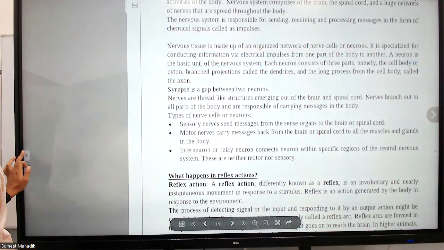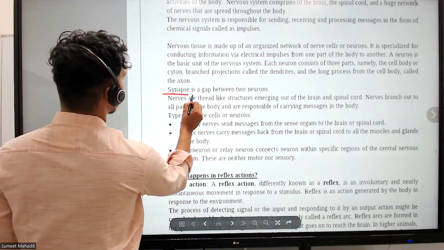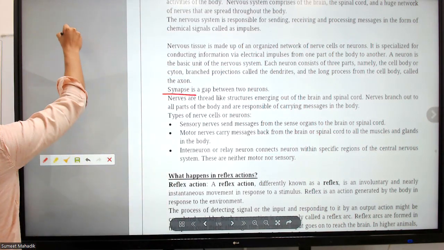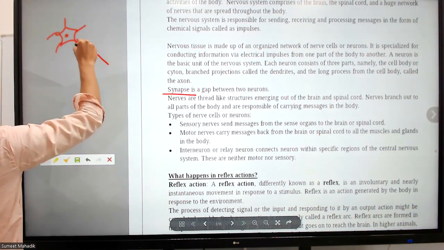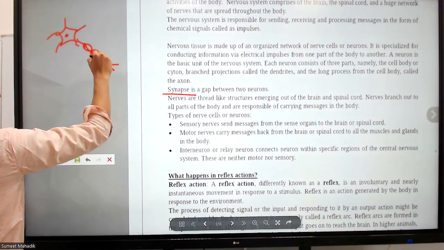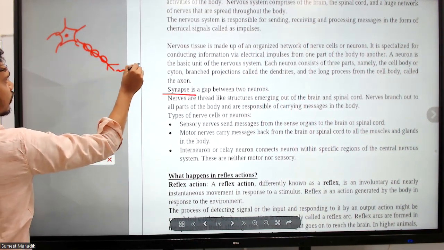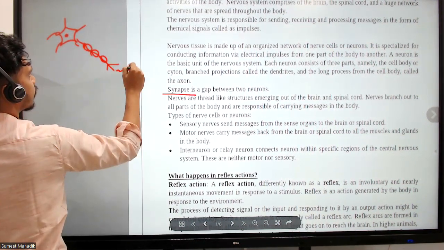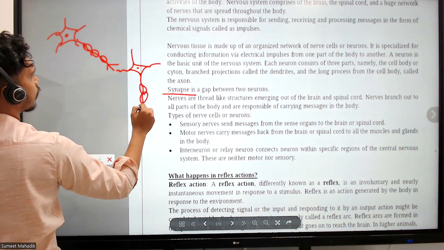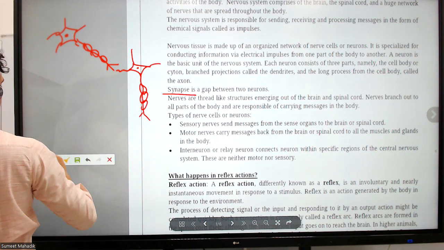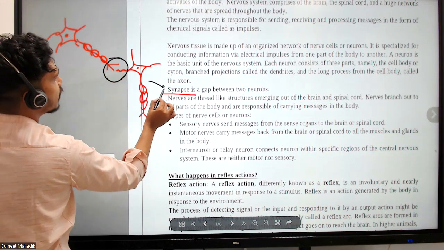Now, tell me one thing. If I'm talking about the synapse, what is the synapse? If this is one neuron, this is the axonal end, and it is connecting with another neuron which has another dendrite. So this is a gap. There is a gap in between. That's called the synapse.